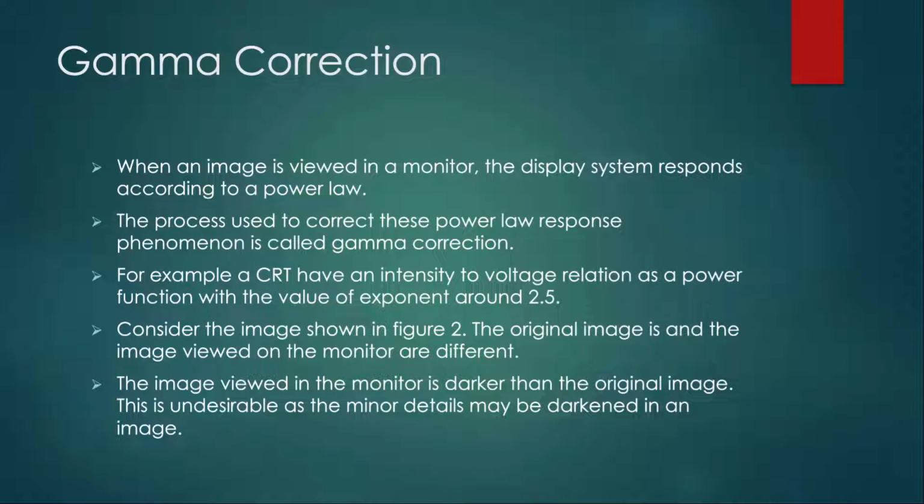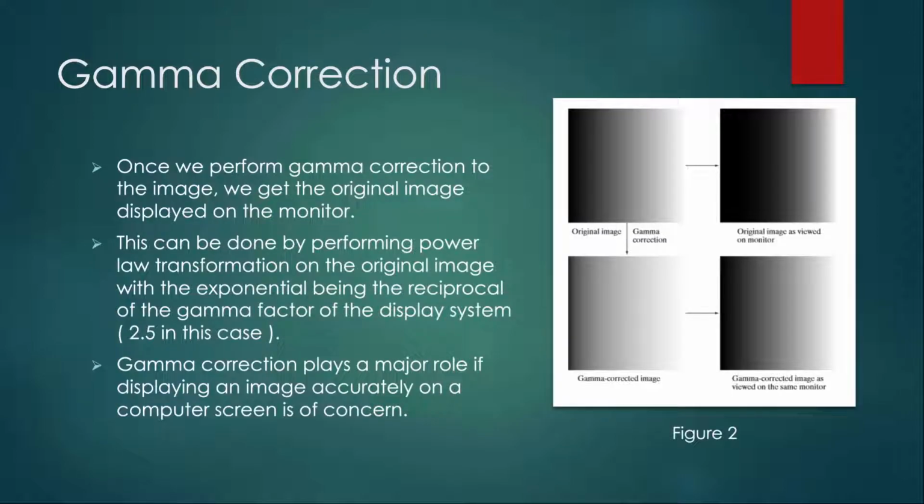So what this means is that the image viewed in the cathode ray tube will be darker than the original image. As we can see, if this is the original image, the image viewed in the cathode ray tube with the exponent value of 2.5 would be like this. When we perform the gamma correction on the original image, it will become like this. We get the gamma corrected image. When we view the gamma corrected image in the cathode ray tube, it will look like the original image that was supposed to look like.